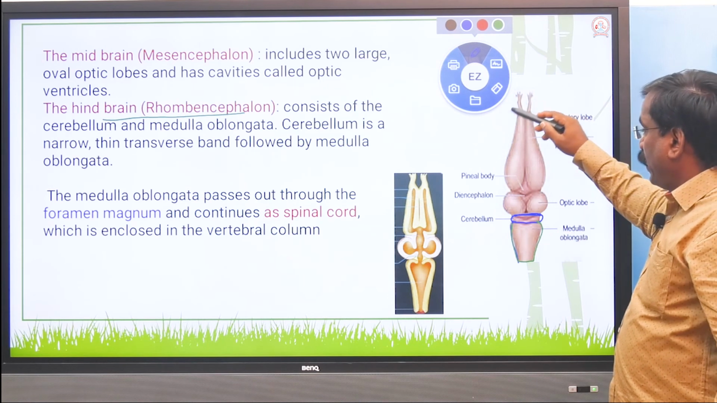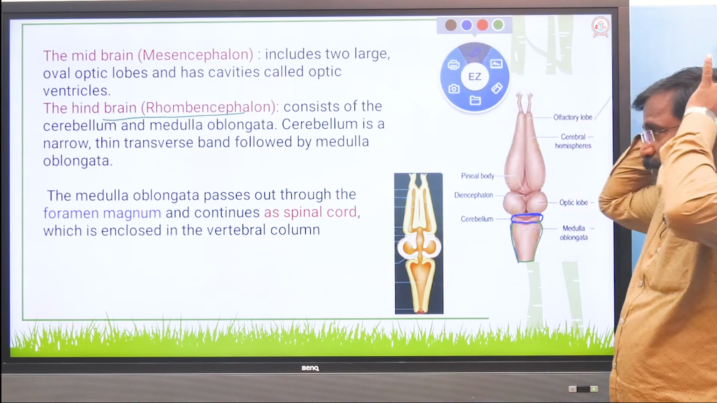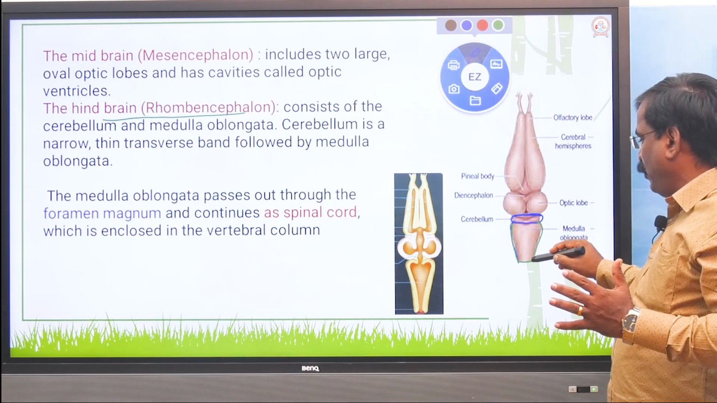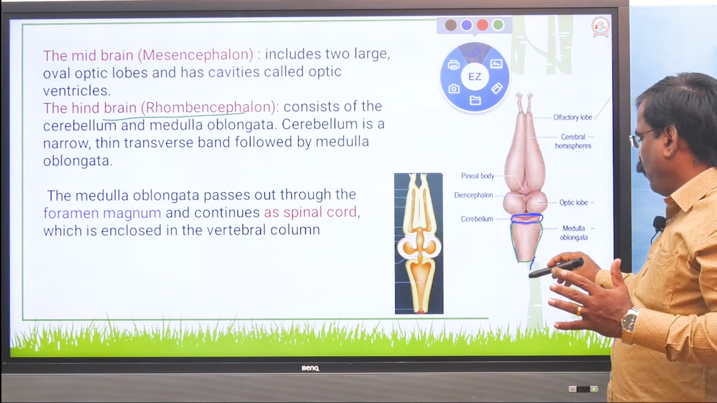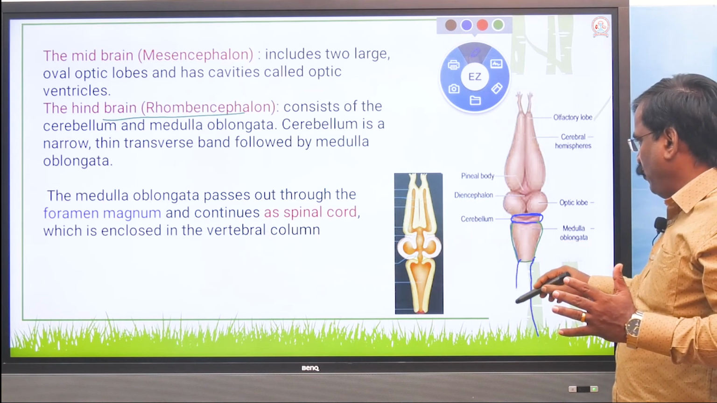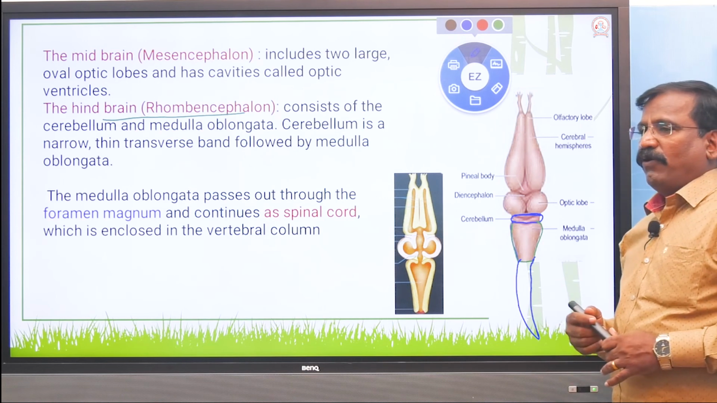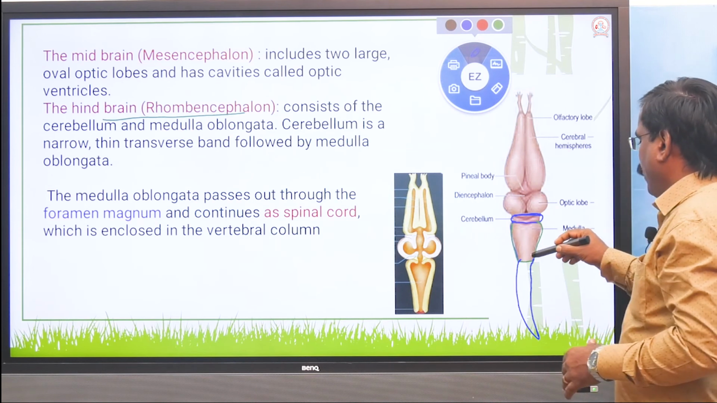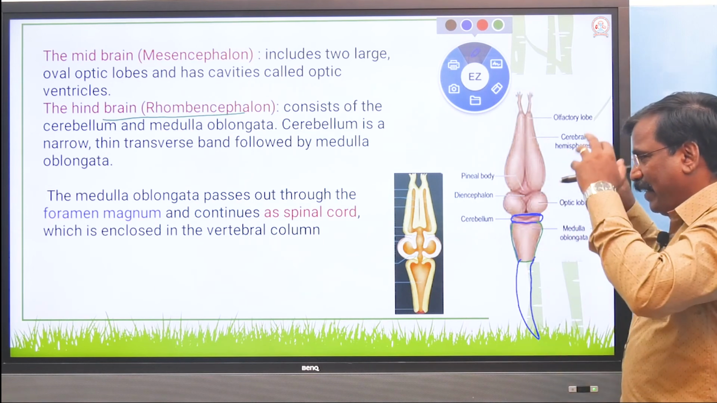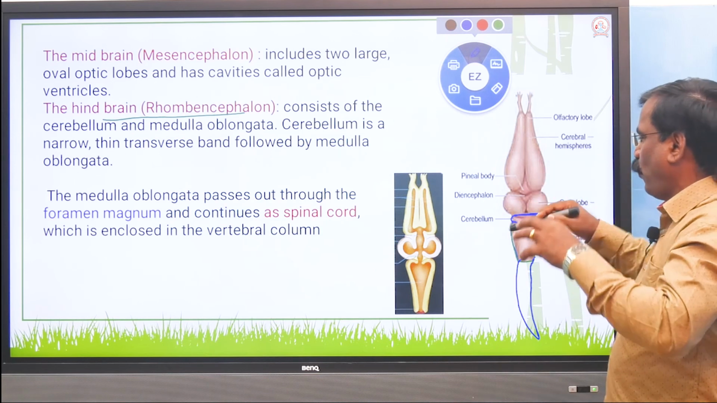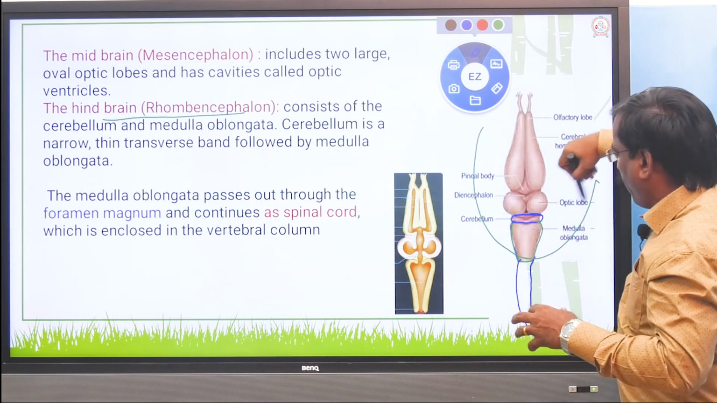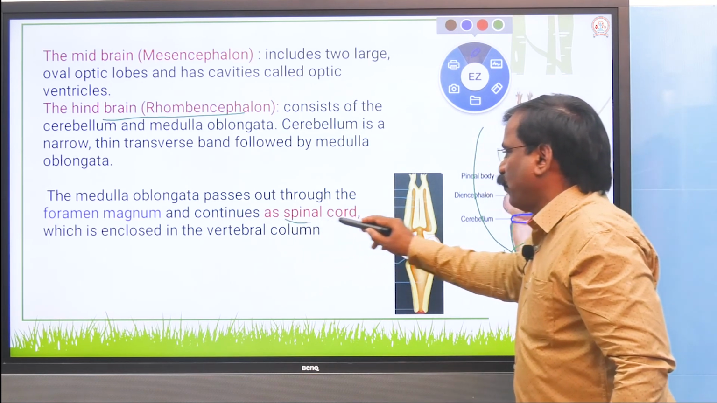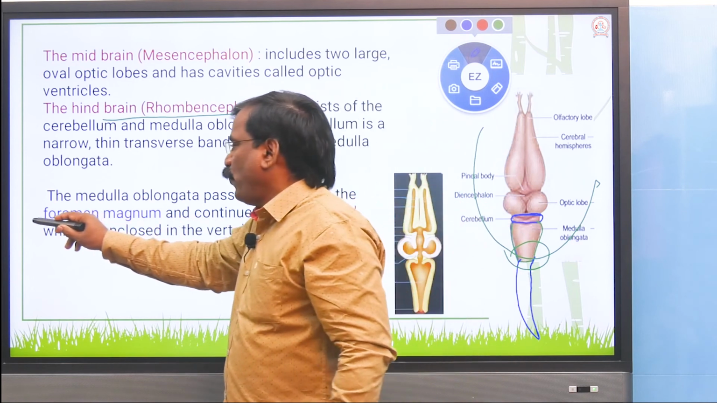Up to this point it is located in the cranial case, and the medulla oblongata continues as the spinal cord. The spinal cord comes out of the brain through a hole, an opening in the skull. Through that opening the medulla oblongata continues as the spinal cord. That hole is the foramen magnum.